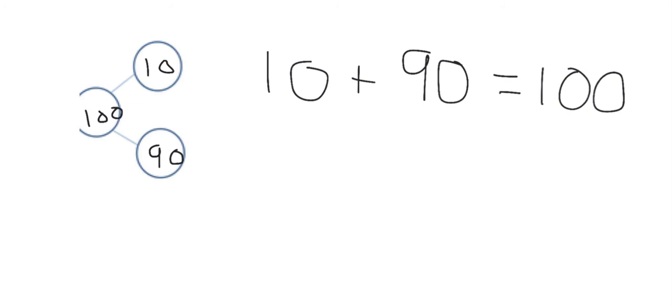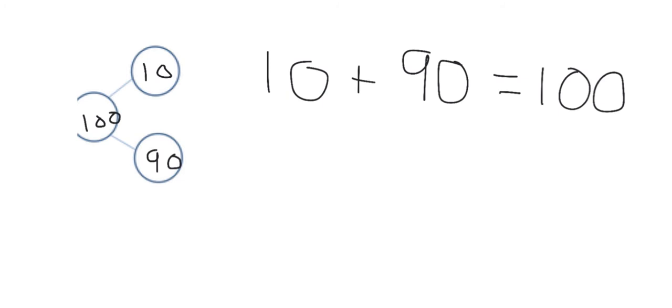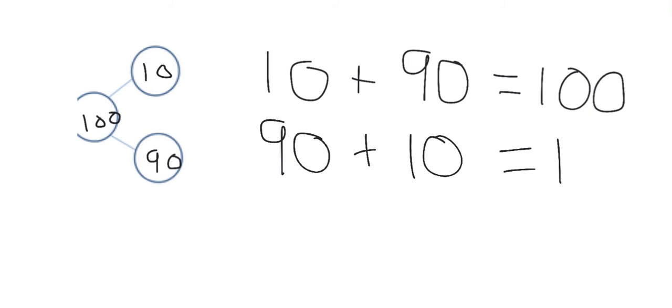We know that addition is commutative, so we know we can swap those two around. It doesn't matter which way round we add the numbers together with addition. So 10 add 90 equals 100, but also 90 add 10 equals 100. So let's write that down too. 90 add 10 equals 100.